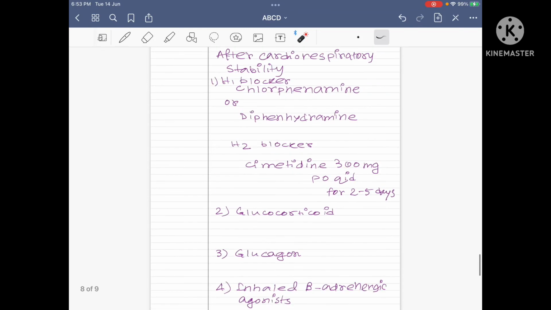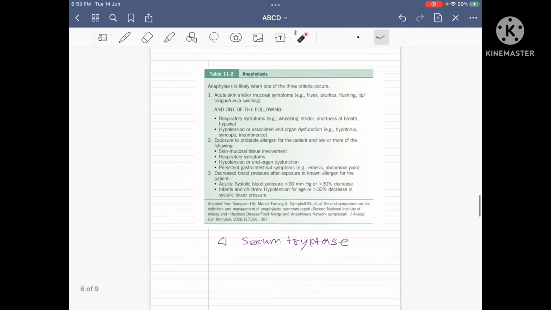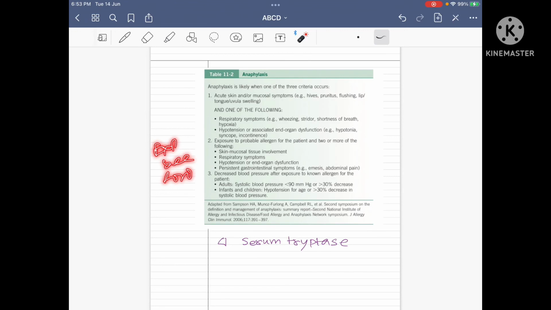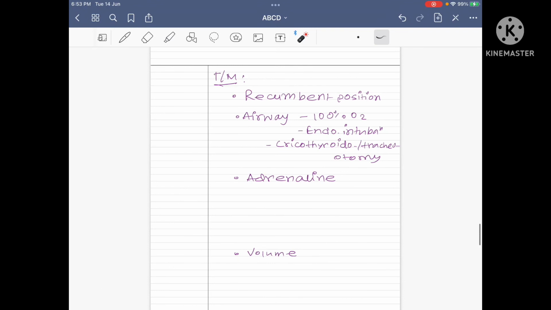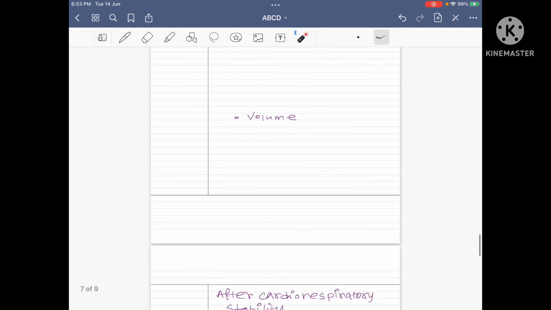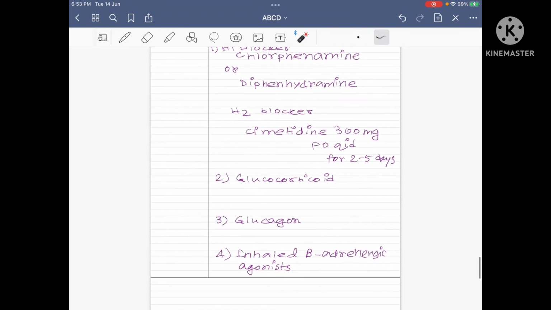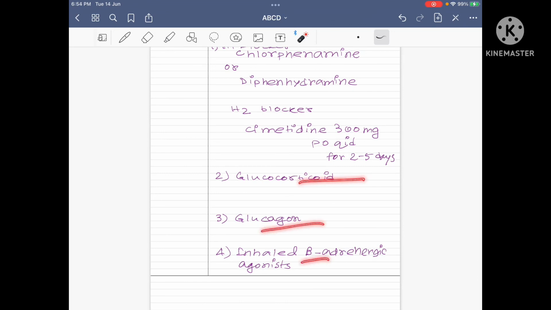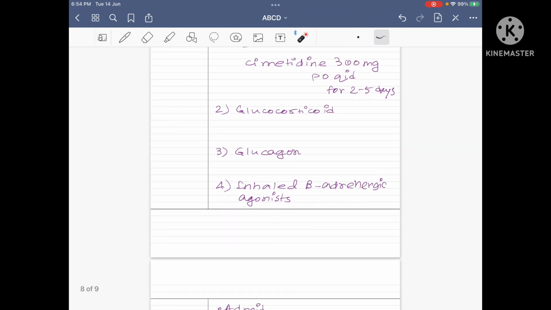So that's it. In a nutshell, when you see an acutely ill patient within an hour presenting after exposure to an allergen, maybe a bite, maybe food, maybe any drug, you should always suspect anaphylaxis. First and foremost should be position, lying position, airway, adrenaline, volume, and then you should do the 4 things: H1 plus H2 blocker, glucocorticoid, glucagon, inhaled. And not just giving drugs, you should also observe and record the vitals of the patient, so that you do not want the patient to deteriorate.